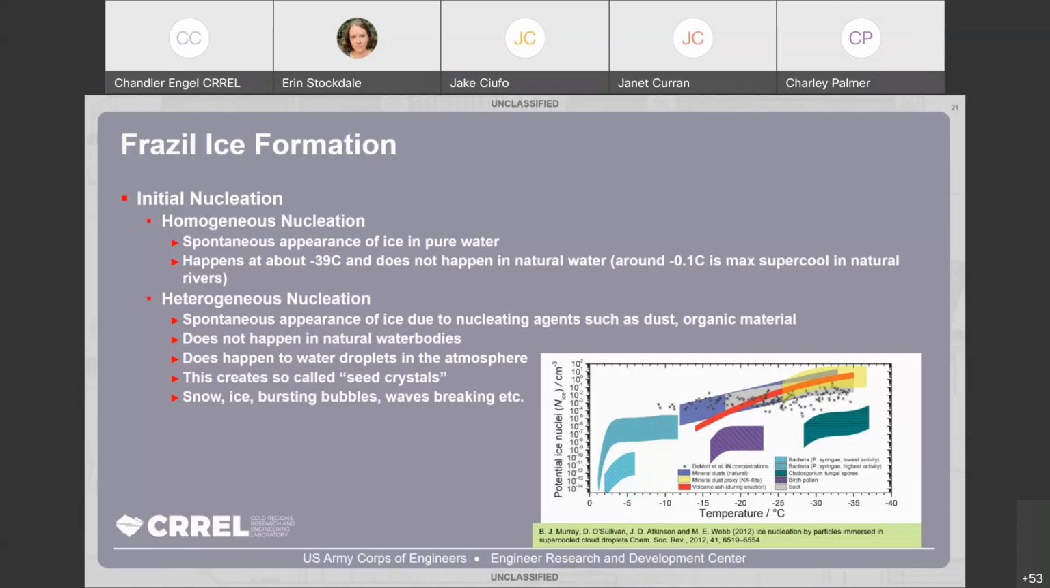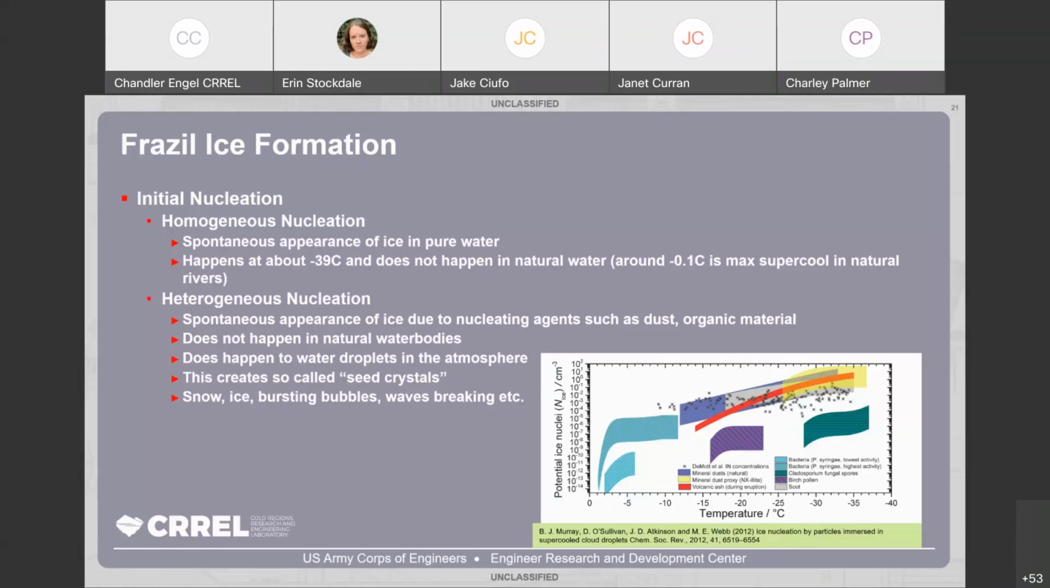So the other possibility is what's referred to as heterogeneous nucleation. So this is spontaneous formation of ice, usually in a water droplet or vapor cloud around some nucleating agent. So this could be a dust particle, or it could be some organic material like bacteria or a fungi spore, anything really small like that. And there's experimental data that shows that this process doesn't happen in natural water bodies, but it certainly happens routinely in the atmosphere. So the figure on the bottom right here shows the range of temperatures that various nucleating agents form ice in supercooled cloud droplets. This all happens below -1 degree C.